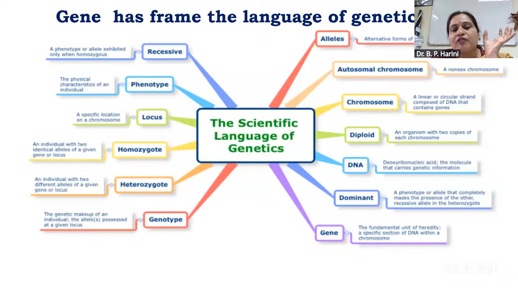So the gene has been framed into a language of genetics. Once the Mendelian concept was proved and experiments were done, the principles of Mendelian experiments gave rise to a lot of language, like recessiveness, traits, phenotype, alleles, heterozygous, homozygous, genotypes, phenotypes, genes, and so on.